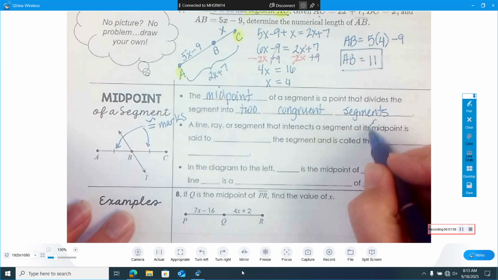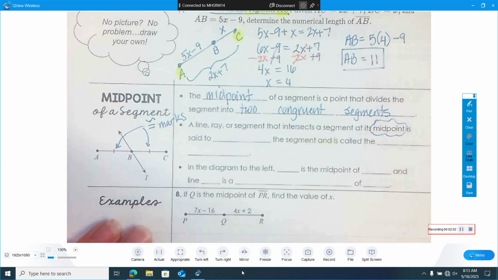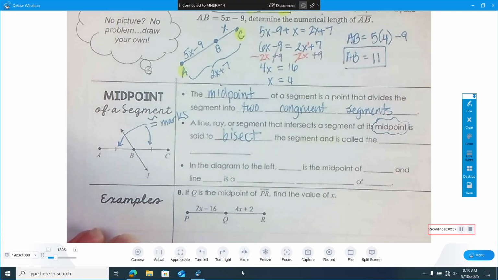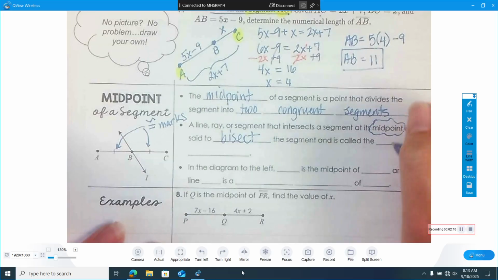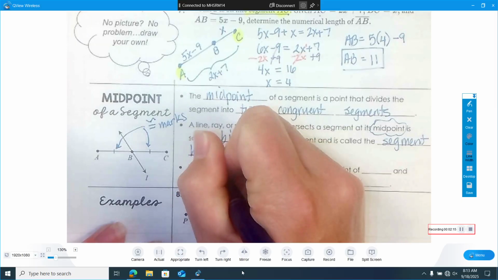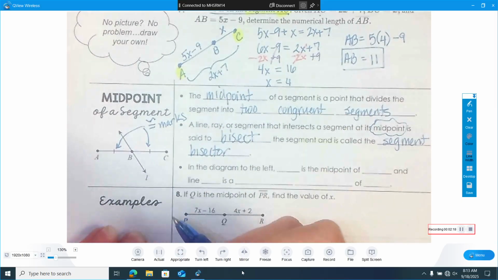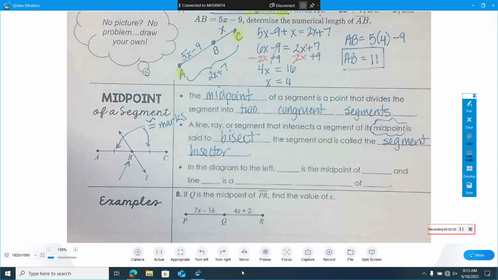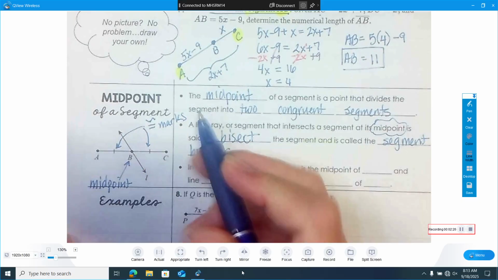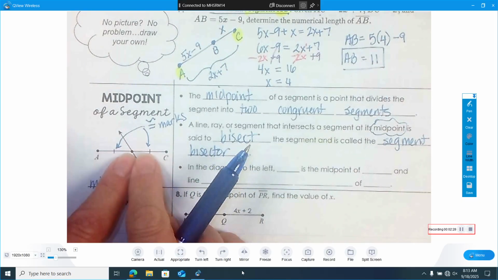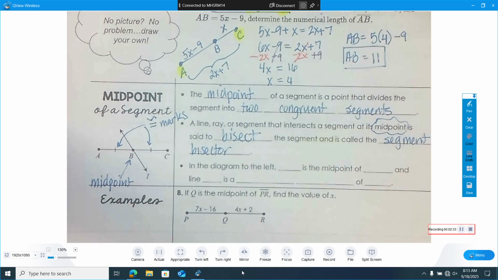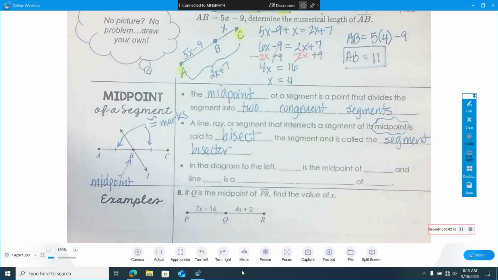And so it turns out a line, a ray, or a segment that intersects another segment at its midpoint is said to bisect the segment and is called the segment bisector. So we have a point B. B is what we would call the midpoint, because if I have 13 millimeters to the left and 13 millimeters to the right, is it in the middle? Absolutely. That would be called the midpoint. So B is the midpoint.